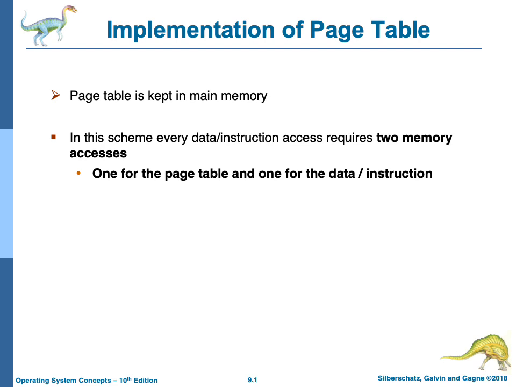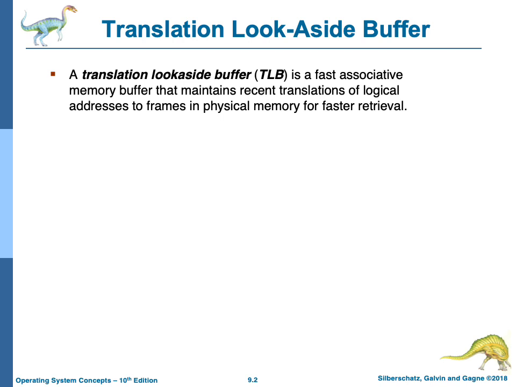Now, to solve this problem, we can use a special fast lookup hardware cache called the Translation Look-Aside Buffer, or TLB. It's also sometimes called associative memory. It's a fast access type of cache that enables a fast retrieval of the frame number from the page table. TLBs are fast, but again, they're small in capacity. They can take 64 to 1,024 entries.